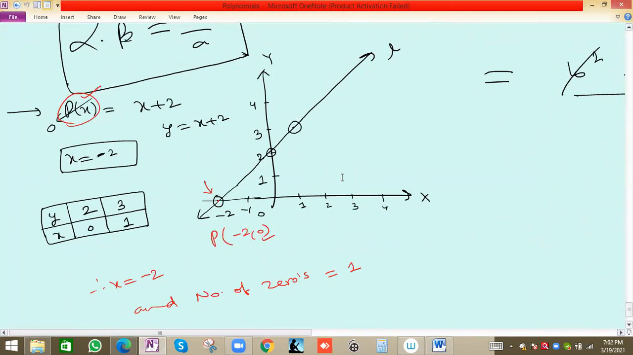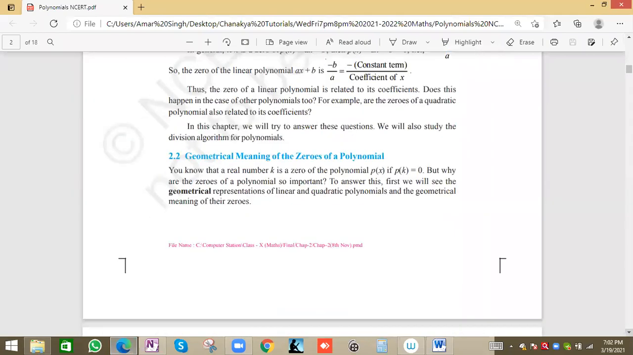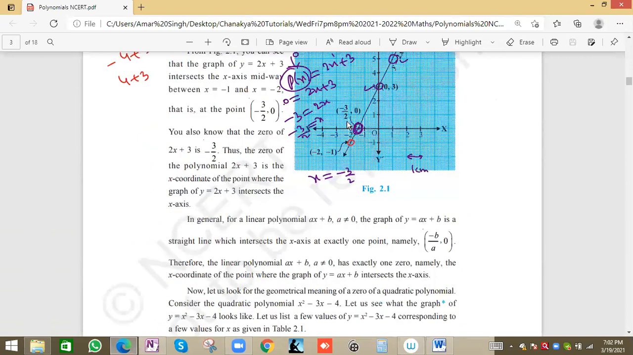After that we have seen the topic zeros of a polynomial. For zeros of a polynomial we have to understand that for this graph, line or curve, any graph, at which point it is cutting or intersecting the x-axis. The point will be the zeros of a given polynomial. So let us see some questions. Here the zero was at x equal to minus 1.5, because at this point the line is cutting the x-axis. So that point will be the zero of the polynomial.